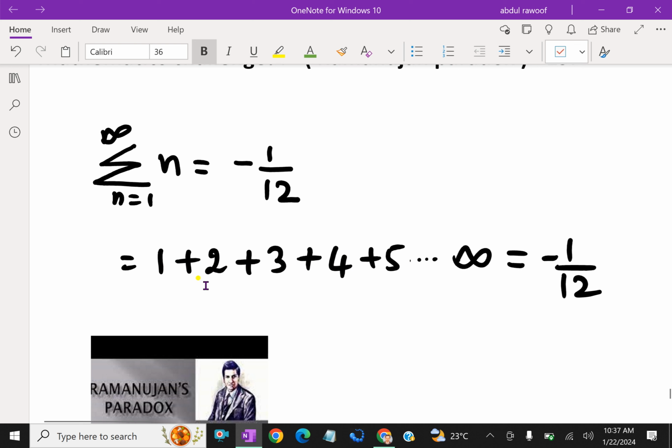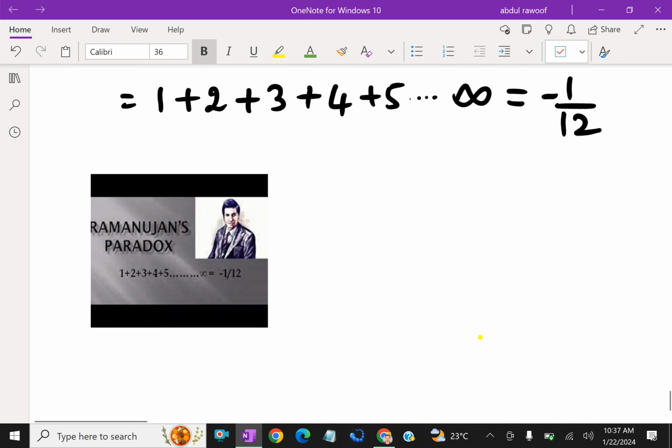How is it possible? The sum of all natural numbers, first of all, is infinity. Also, the sum of all positive natural numbers is, of course, positive, but he gives a negative. It's a strange thing. Let us discuss this infinite series and also prove it.